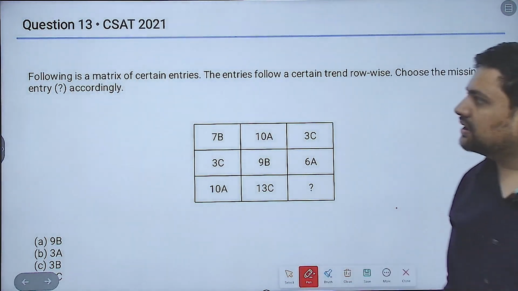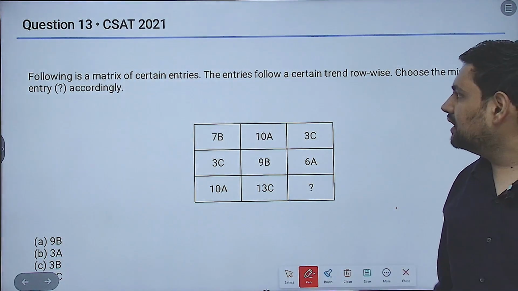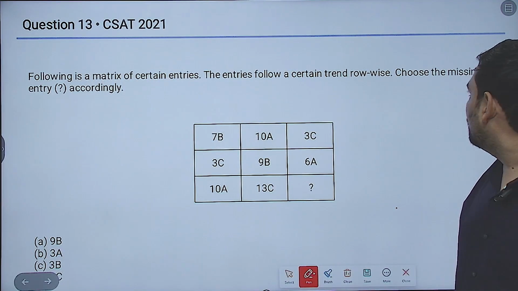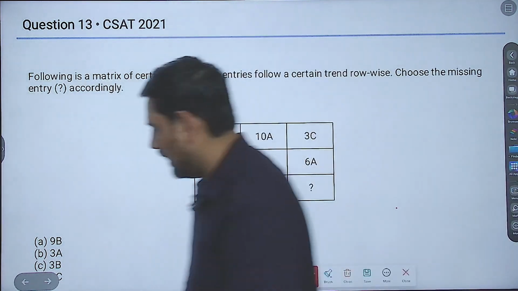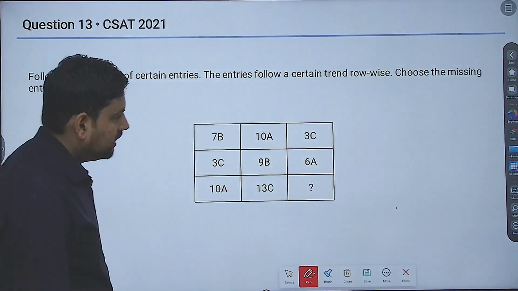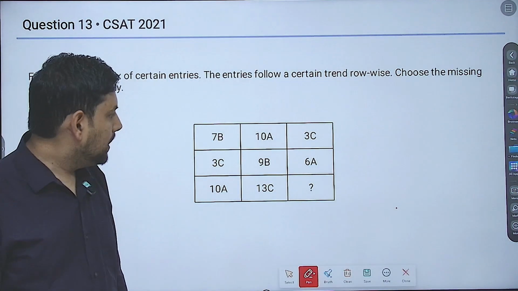What it says: following is a matrix of certain entries. The entries follow a certain trend row wise. Find the missing term. Now see this, what term it should be.